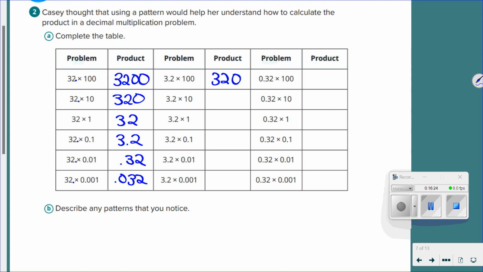All right, I'm multiplying 3 2/10 times 10. Is it moving right or left? Right. How many times? Multiplying by 1, it stays the same.